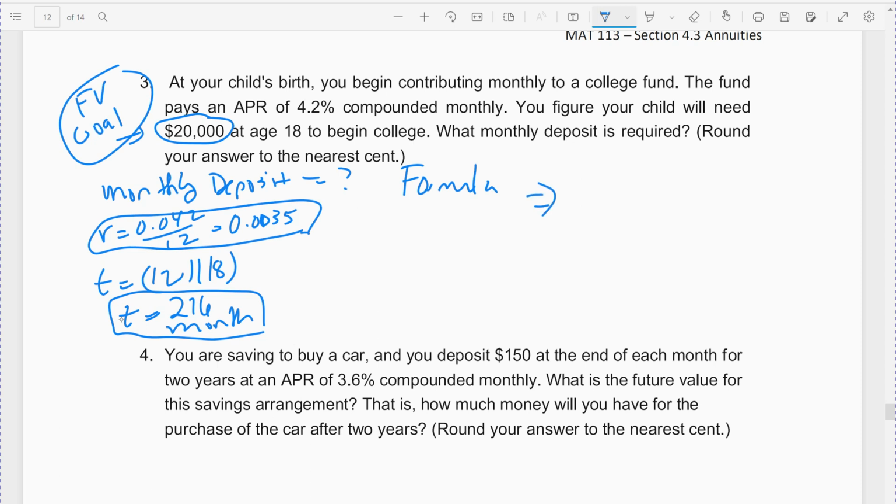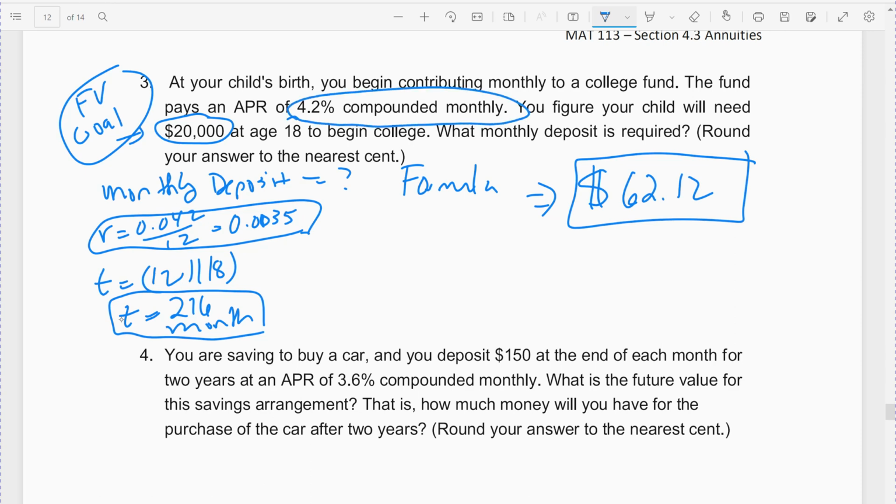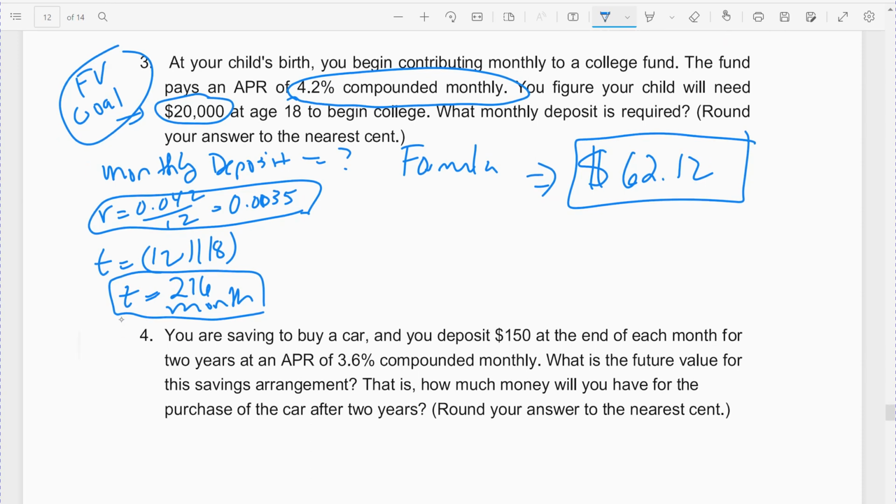And when you do, actually it's not a whole lot. It's just a little over $60 a month. Alright, so you have to put in $62.12 every month for 18 years to accumulate $20,000 if you can get 4.2% compounded monthly. Which, like I said, a lot of CDs right now, which CDs you can set up a time period for it to grow, you can get about 4% compounded interest.